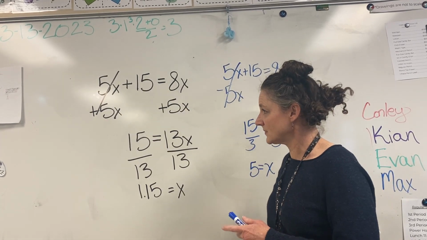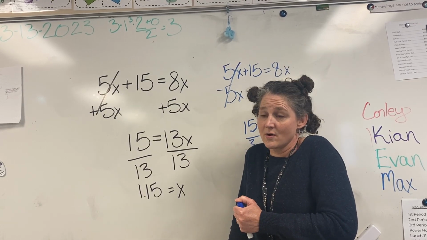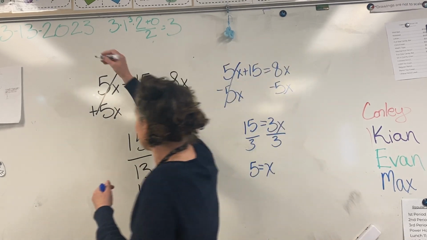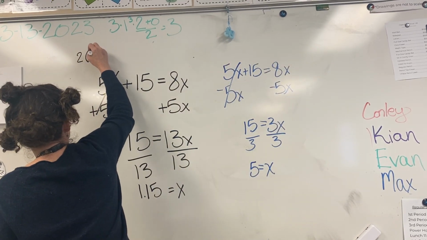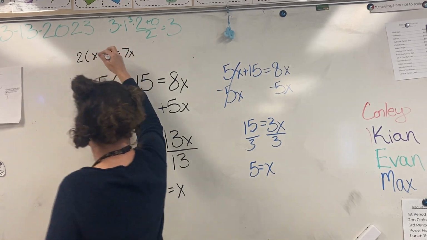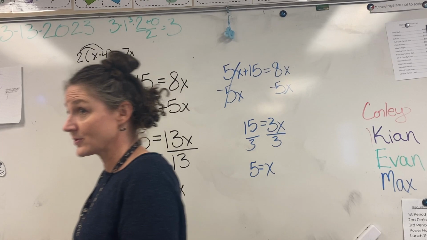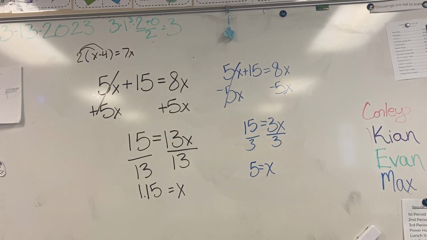Okay. Are you guys ready for a different 3 steps? Remember last week we did 2 times (x minus 4) equals 7x, and we solved those and we distributed the 2 on through, right? So 3 steps. Today we're also doing 3 steps, but it's a different 3 steps. Not the same 3 steps.